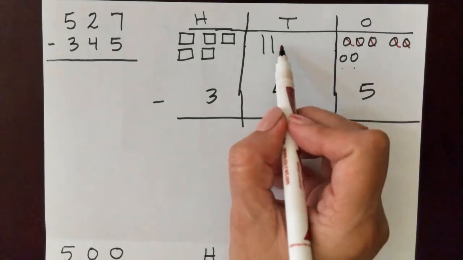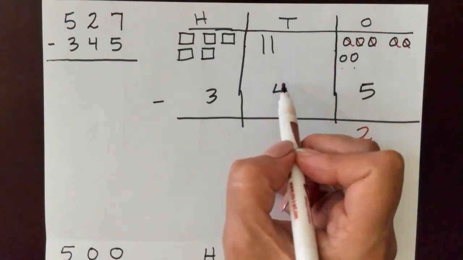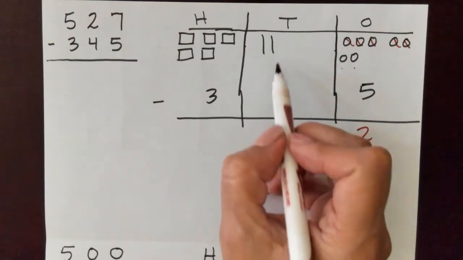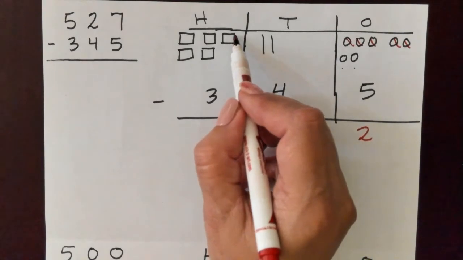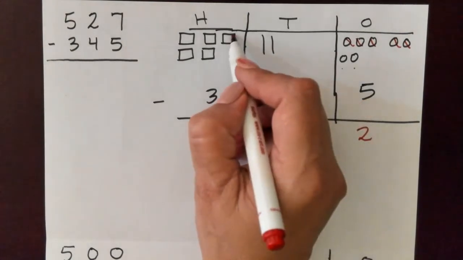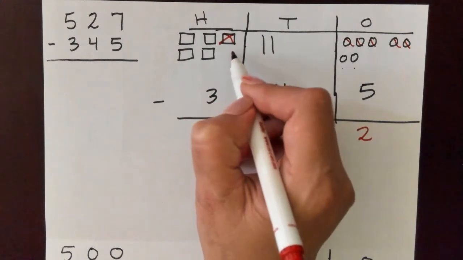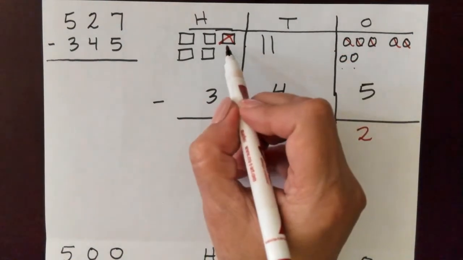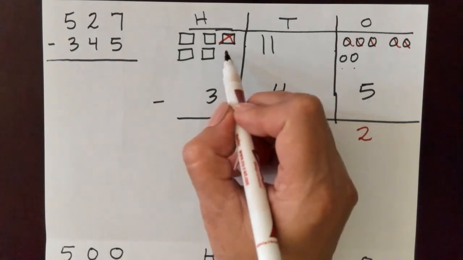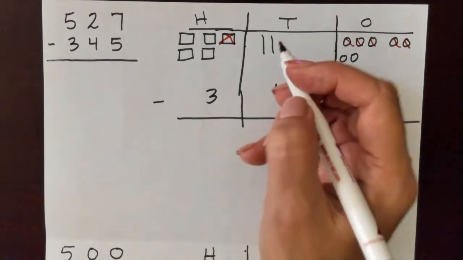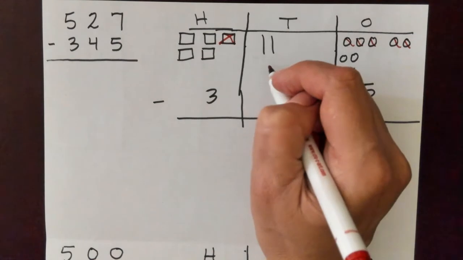Oh, what about here? Do I have 4 tens to take away? Can I take away 4 tens? No, not enough. So we have to go over to the hundreds column and ask them to borrow. And they're very generous. They say, sure, here. Now, how much is 100 in tens? How many tens in 100? Well, that's 10. 10 times 10 is 100.